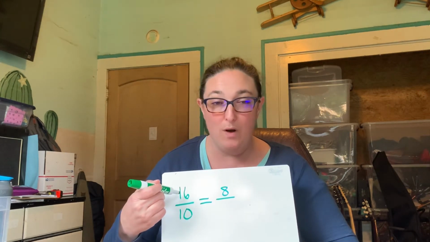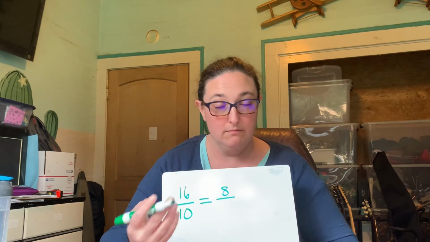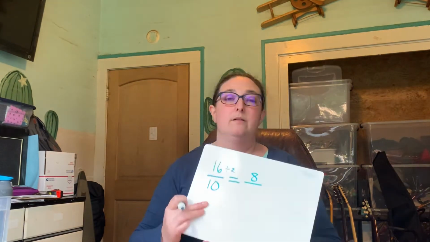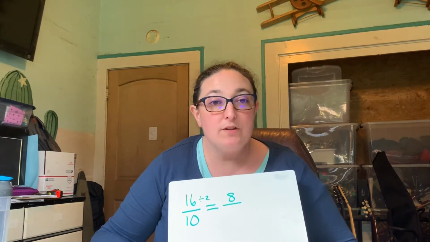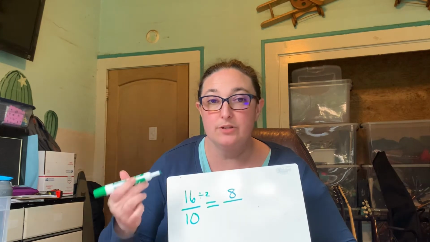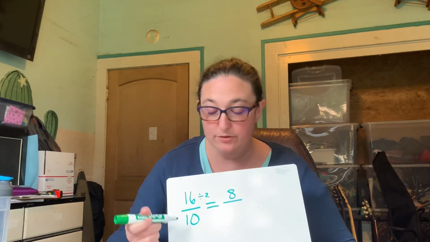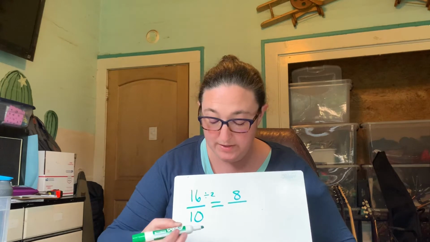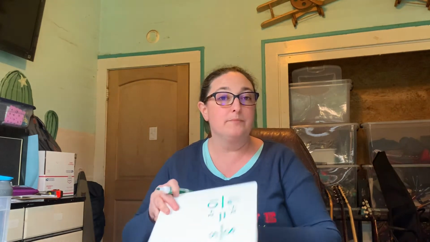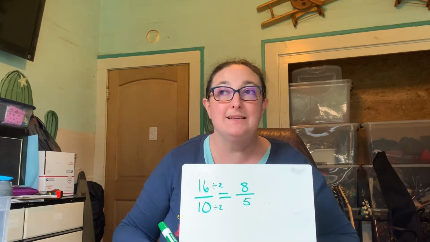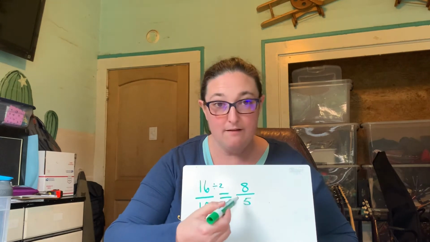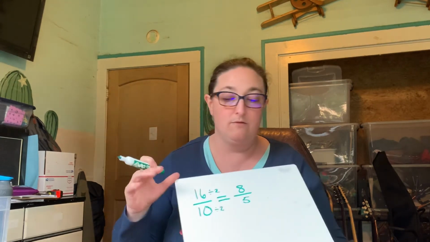16 divided by what equals 8? 16 divided by 2 equals 8. If I'm finding equivalent fractions, anything I do to the top number, the numerator, I have to do to the bottom number, the denominator, which means I also need to divide 10 by 2. And 10 divided by 2 equals 5. So my first missing number is going to be 5. I'm going to go ahead and write that into our chart.